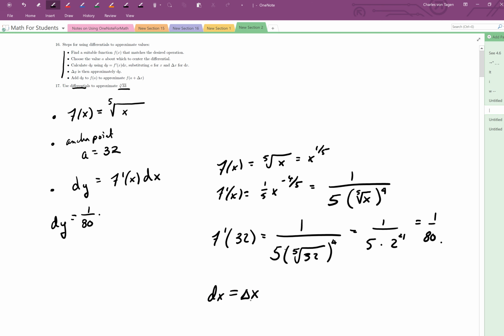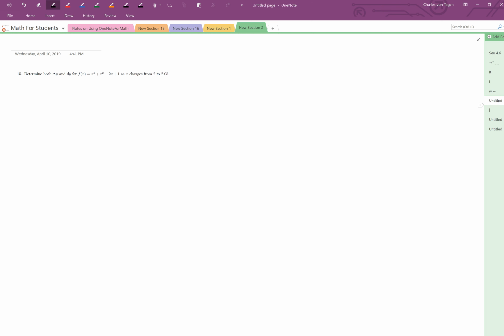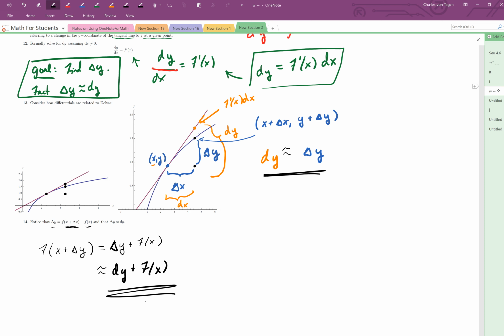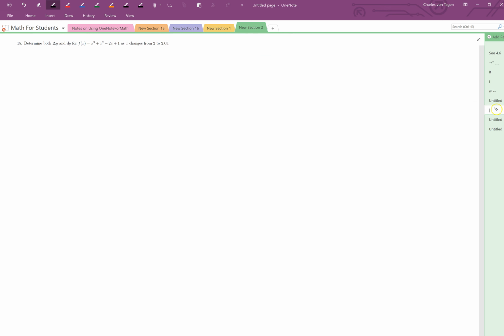Okay, that might be a little bit confusing. Let's return to the previous picture that we were just visiting. Notice that here, delta x stands for the change in the x-coordinate from the point that we started with, our anchor point, to the new point. Differential x stands for the change in the x-coordinate from our anchor point to the point on the tangent line. And so delta x and differential x are the same.